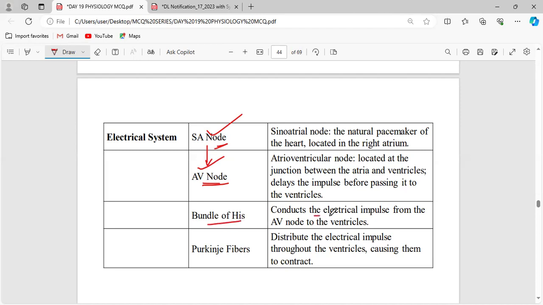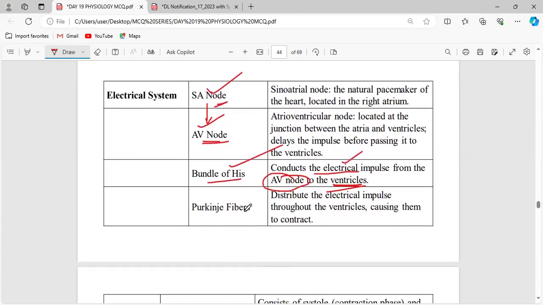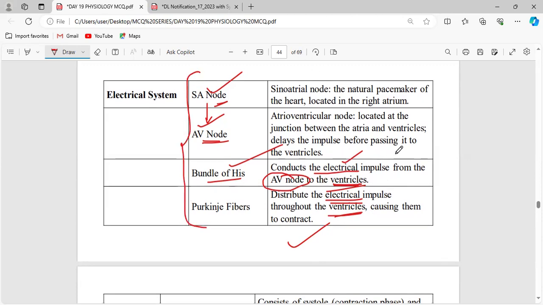After that, the bundle of His conducts the electrical impulse from the AV node to the ventricles, and that is done by the bundle of His and Purkinje fibers. These fibers distribute the electrical impulse throughout the ventricles, causing them to contract. So these are all the systems involved in carrying the electrical impulse.